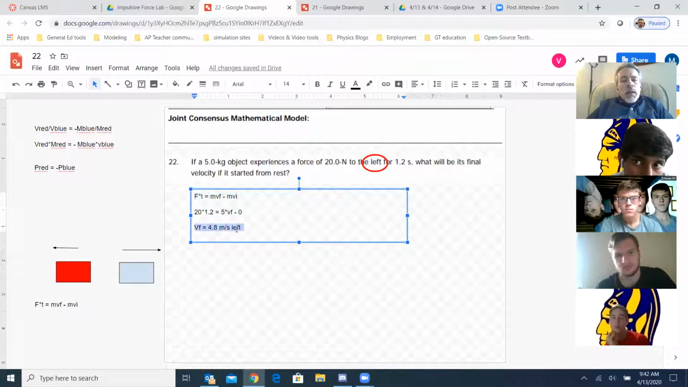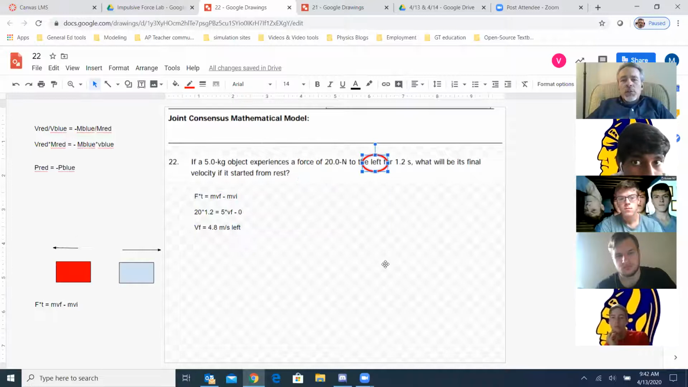The only thing that I would add to yours, Brett, was you really ought to put a direction in there, and the direction would be to the left. That's the only thing. Okay.